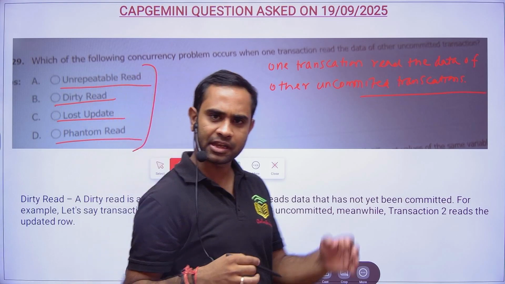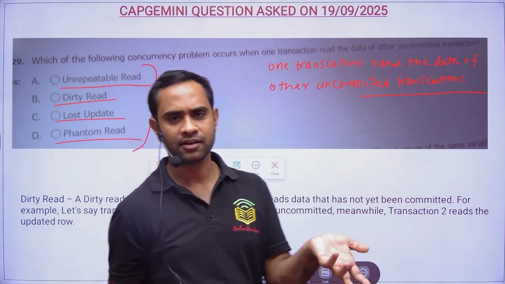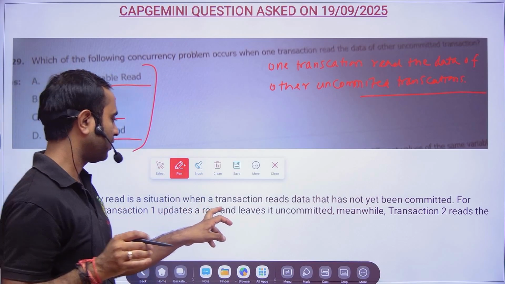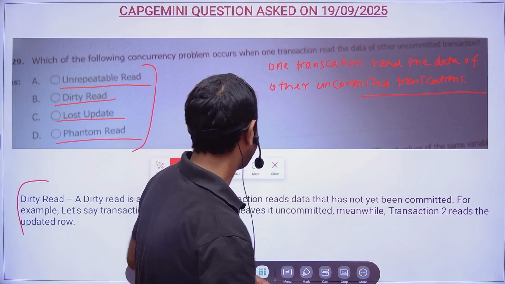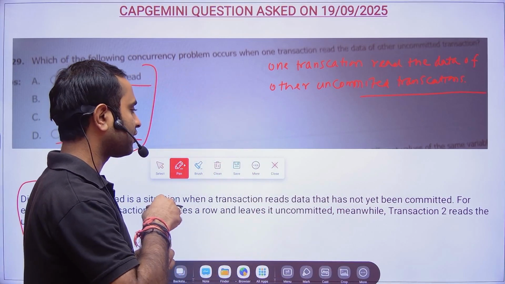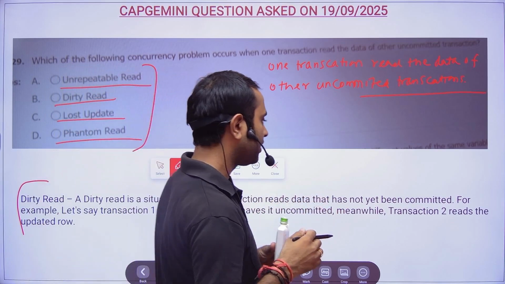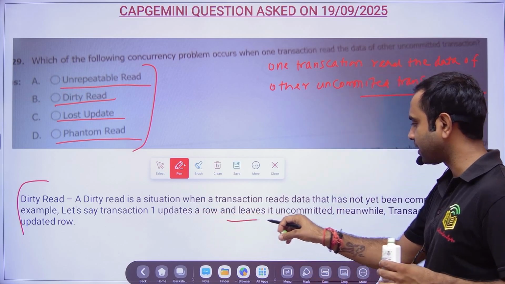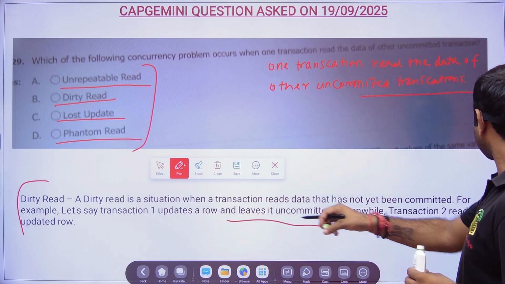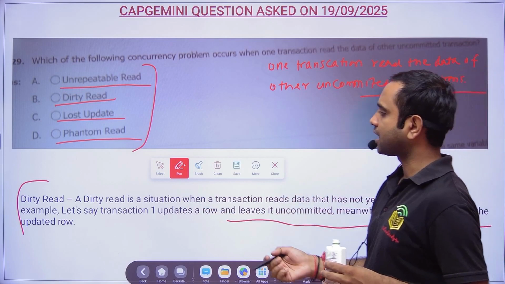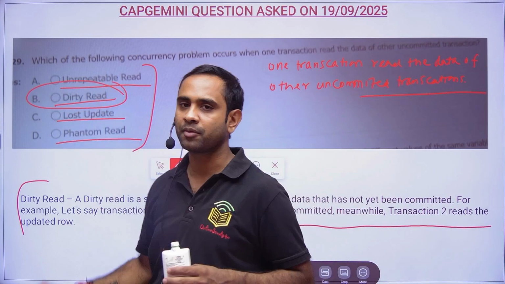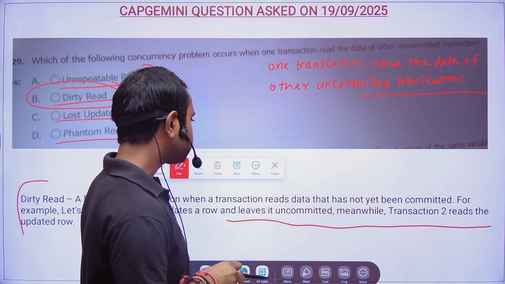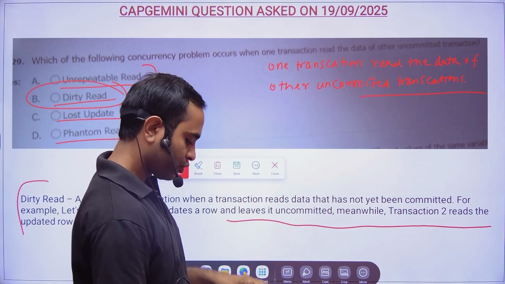So anyway, we have dirty mind, dirty read. Okay. So friends, a dirty read is a situation when a transaction reads data that has not yet been committed. For example, let's say transaction 1 updates a row and leaves it uncommitted. Meanwhile, transaction 2 reads the updated row. That is nothing but a dirty read. Option B will become the correct answer. I hope this is clear to you.